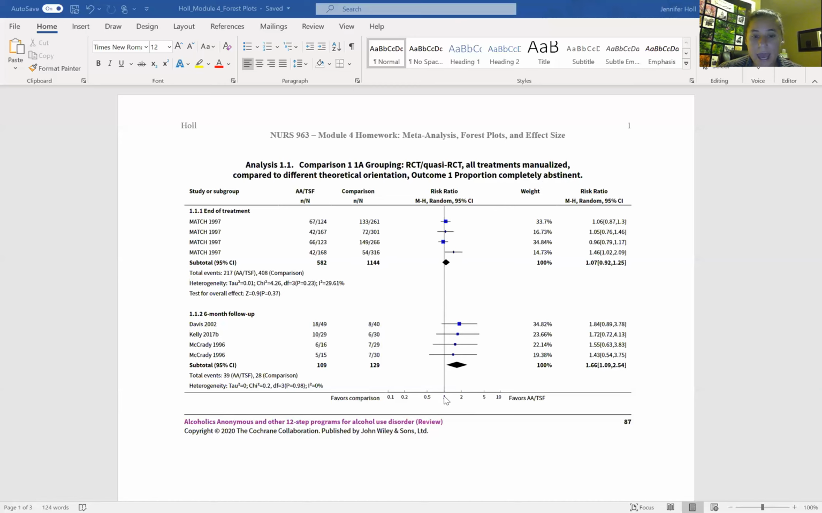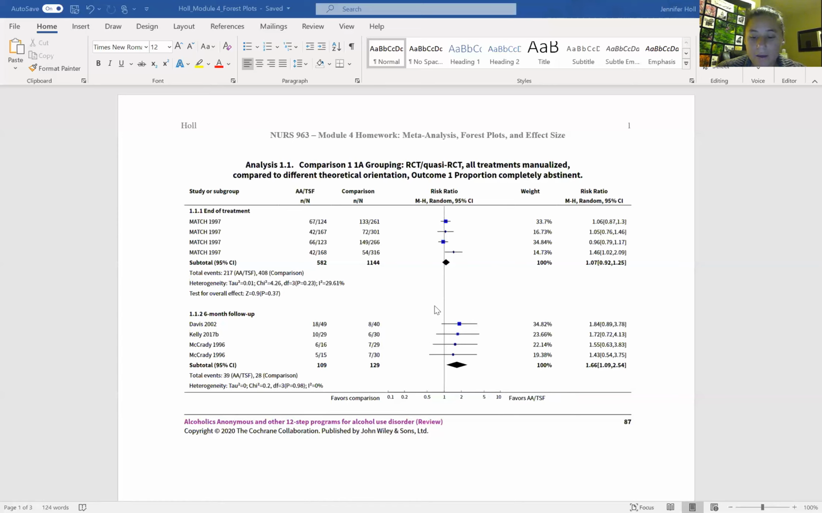All right. And another thing to notice is the boxes that are on this side of the line, these right here as well, they all favor the control. So they favor the AATSF outcome, whereas the boxes that are on this side of the line, which is really only this one right here, favor the comparison. So that's our intervention.